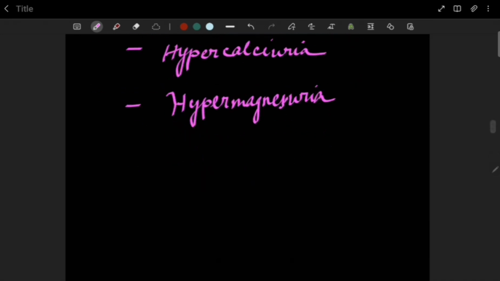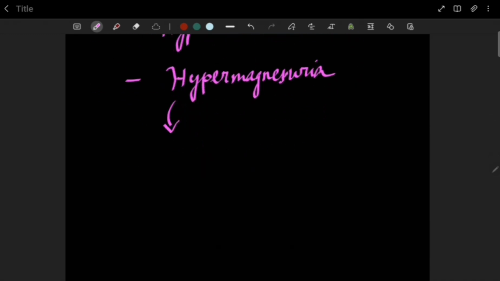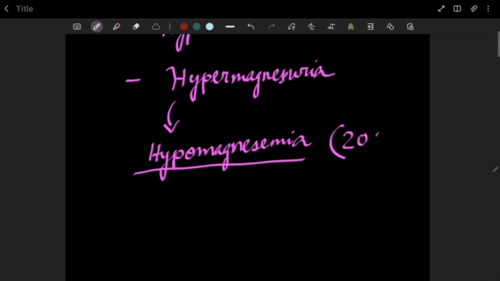But this hypermagnesiuria will not lead to very significant hypomagnesemia, because there is a magnesium absorption protein present in the intestine. So the intestine absorbs magnesium from the diet. So there is not very significant hypomagnesemia, only 20% magnesium is lost, we can say. That's all about Bartter syndrome.